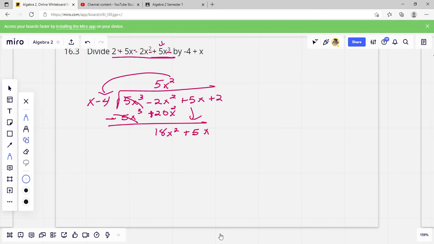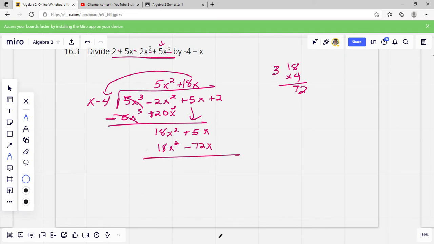Now what my top is going to be, I'm dividing now, I'm going to say how many x's are in my 18x squared. Well, I'm going to need 18 and one more x, so 18x times x will be 18x squared. And I also have to multiply it times this negative 4. So 18 times 4, 8 times 4 is 32, 4 times 4 is 16, plus 3 is 72. So I'm multiplying 18x times negative 4, and I'm going to get negative 72x.